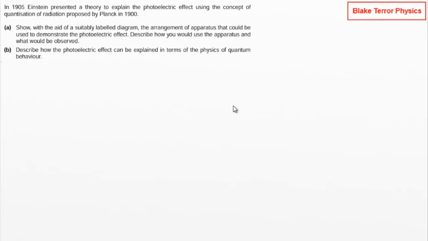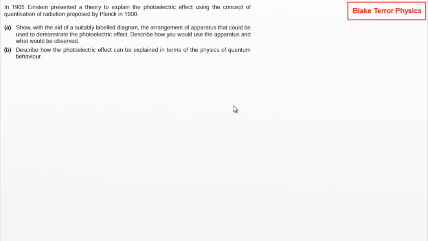In 1905, Einstein presented a theory to explain the photoelectric effect using the concept of quantization of radiation, proposed by Planck in 1900. Show with the aid of a suitably labelled diagram the arrangement of apparatus that could be used to demonstrate the photoelectric effect. Describe how we'd use the apparatus and what would be observed.